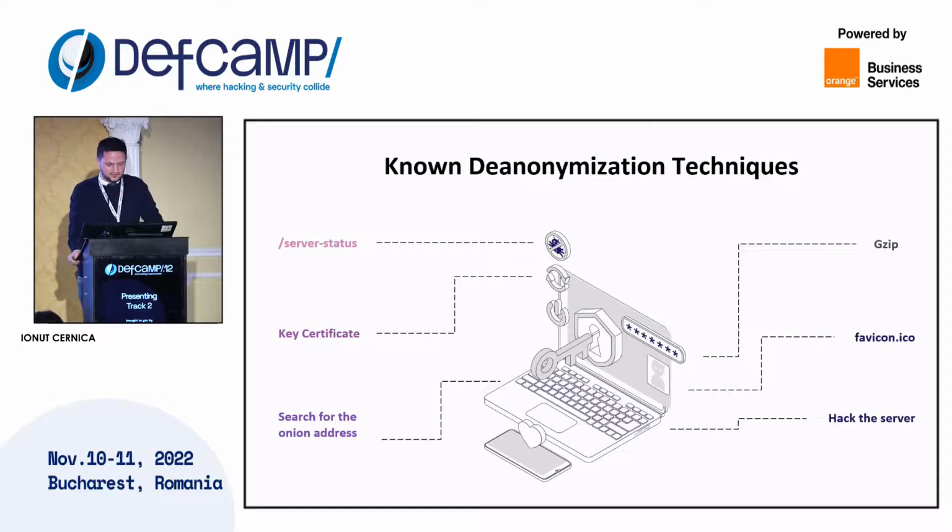Then the de-anonymization techniques are server status, key certificates. Then you can search for the address through the internet. The gzip technique is not just to de-anonymize, you just make an idea about where the server is located on the planet. Then the favicon technique, and just hack the server, find remote command execution, and so on.